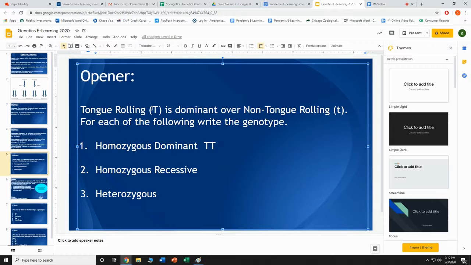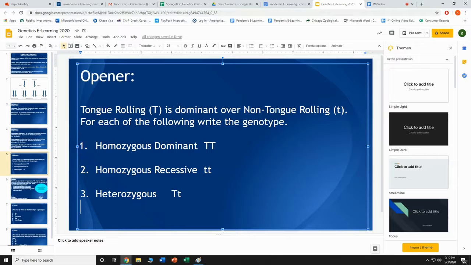All right. Homozygous recessive. Remember, homo means same. So that's going to be two of the same. And because it's recessive, it's going to be two little t's. Heterozygous. Hetero means different. So it's going to be two different capitalizations, and it's going to be like this.